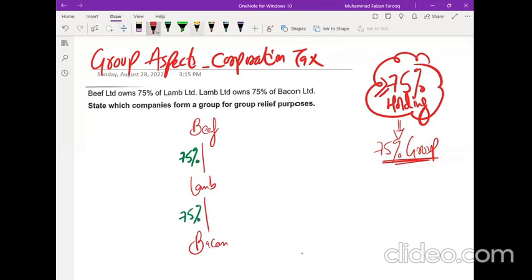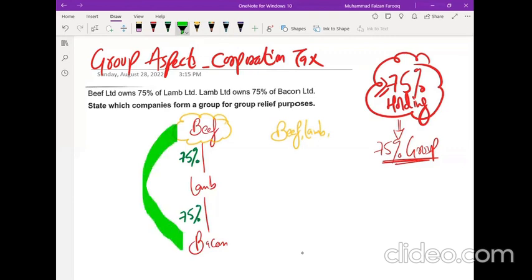What we are considering now, first, we are talking about Beef. Beef has a 75% holding in Lamb. Are they a 75% group or not? Yes. Beef and Lamb. And what about Bacon? How can we check how much holding Beef has in Bacon?